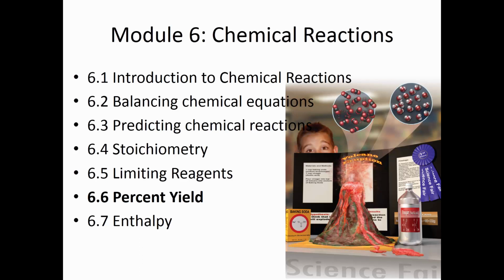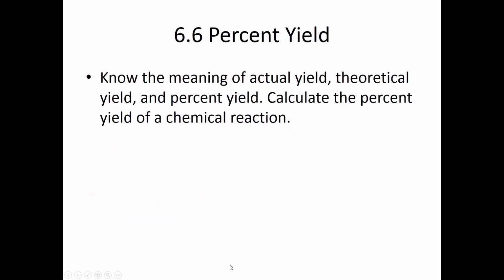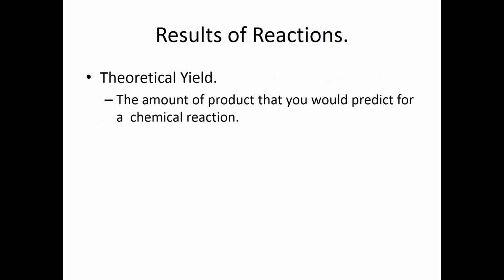Welcome to section 6.6, % yield. The learning objective for this section: know the meaning of actual yield, theoretical yield, and % yield, and calculate the % yield of a chemical reaction. So I want to talk about these three definitions, and then we'll look at an example.